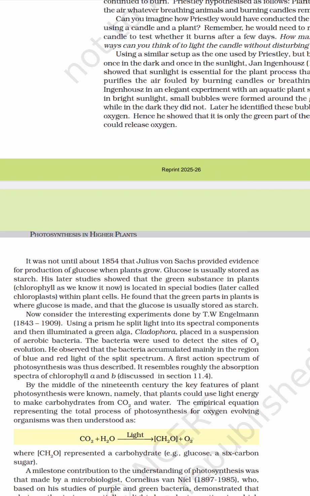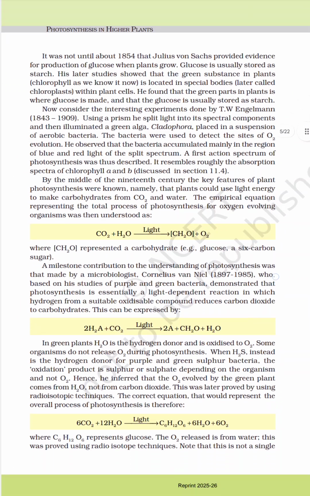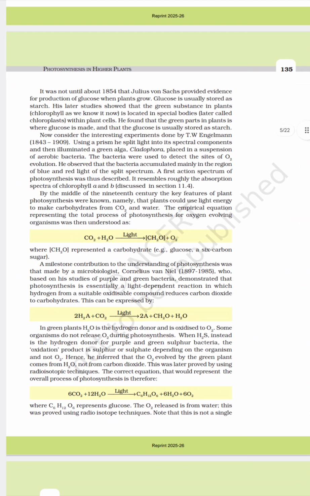Absorption spectra of chlorophyll a and b. So in the 19th century, key features of plant photosynthesis were known: plants use light energy to make carbohydrates from CO2 and water. The glucose formula is C6H12O6, and the empirical formula is CH2O.